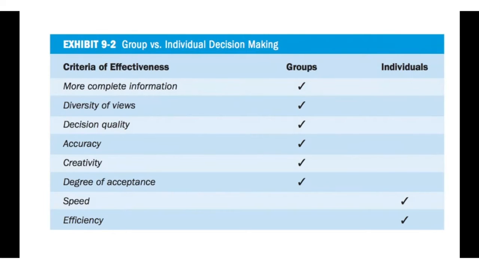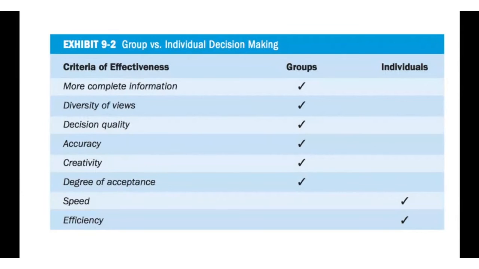They got a more broader range of views. They got better decision quality because, again, the broader range of views, more thoughts, more input, more creativity, and a higher degree of acceptance. If you get more people in on the decision, more people are going to accept it if they're part of it. Whereas individuals, you can do it fast and you can do it efficiently, but you can't do it fast and efficiently if you're in a group.